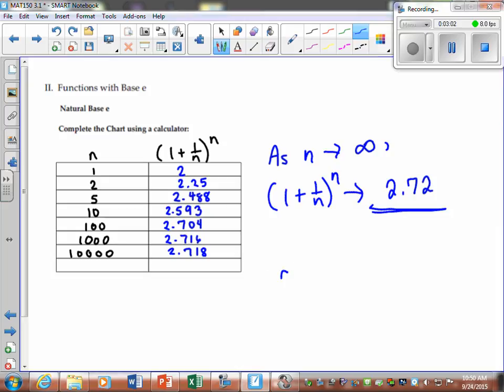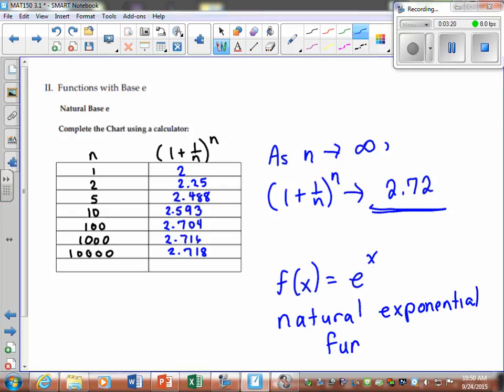Okay, so f of x equals e to the x is now what we're going to introduce to you next, which is our natural exponential function. When you plug in e to the first power in your calculator, it's going to be approximately this value. This concept right here is the reason why.